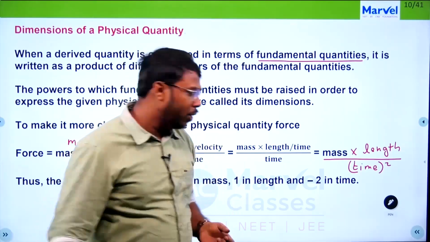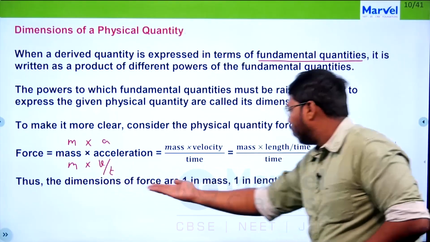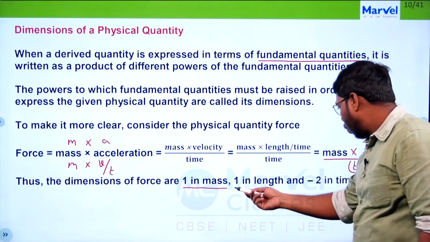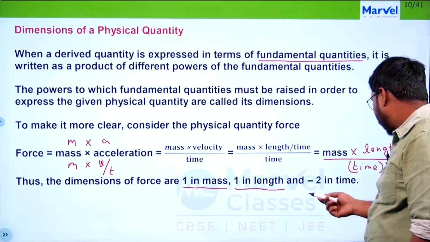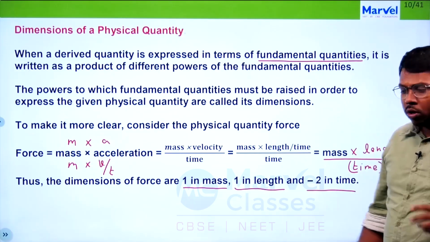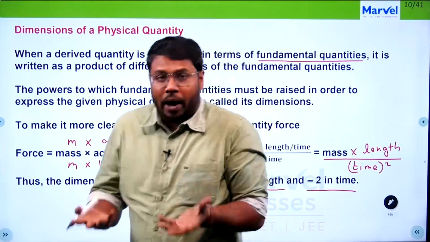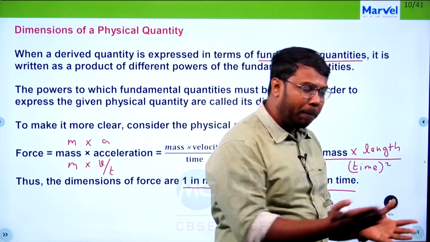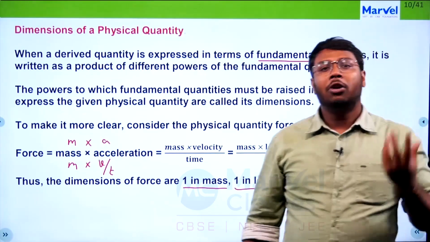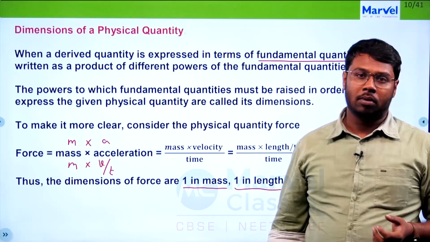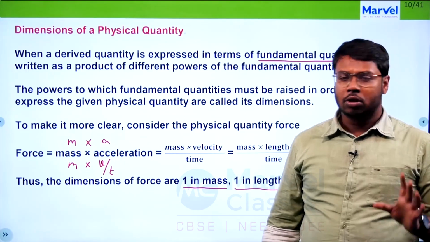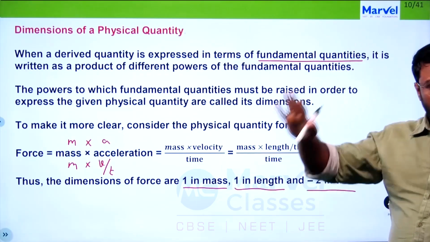Now I will be expressing the dimension of the force as mass, M power 1, length, L power 1, and T power minus 2. So this is the dimension of my force. What we acquire by doing this is that I will be able to simplify all my derivatives using the fundamental quantities. I will get to know how they operate, how much length, mass and time is inside all the physical quantities. This is what I do with almost all the quantities.